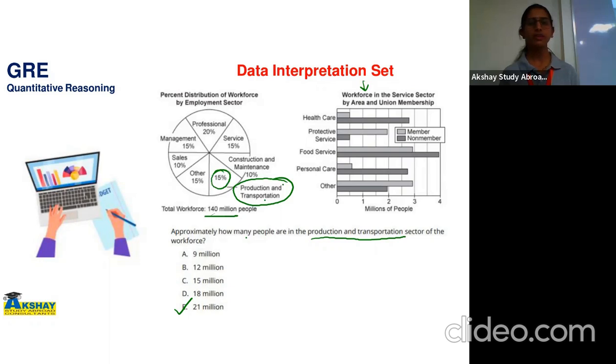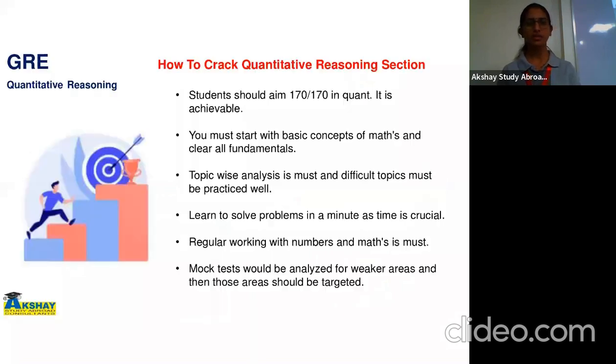Okay, 15 option is also there, but it's not the answer. 15% of total number of people, it means 15% of 140. That is 0.15 into 140, and you will get 21 million as the correct answer. Understood? Yes, so these are the different types of questions you have to solve in the quantitative reasoning section.